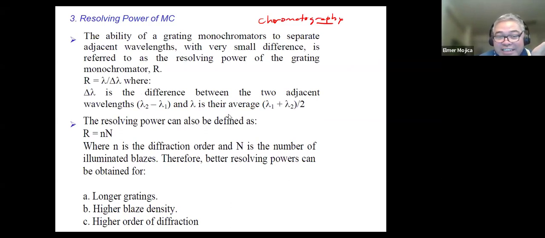So what do you want? Higher resolution, a better monochromator. Because the resolution, or resolving power, measures the monochromator's ability to distinguish between closely spaced wavelengths of light. It's like how well the monochromator can tell the difference between two very similar colors of light. So if you have high resolving power, it can clearly separate two very close shades of color, while one with lower resolving power may mix them up.